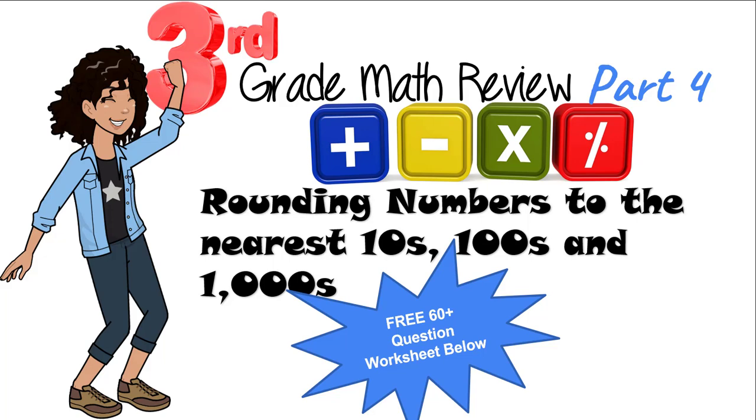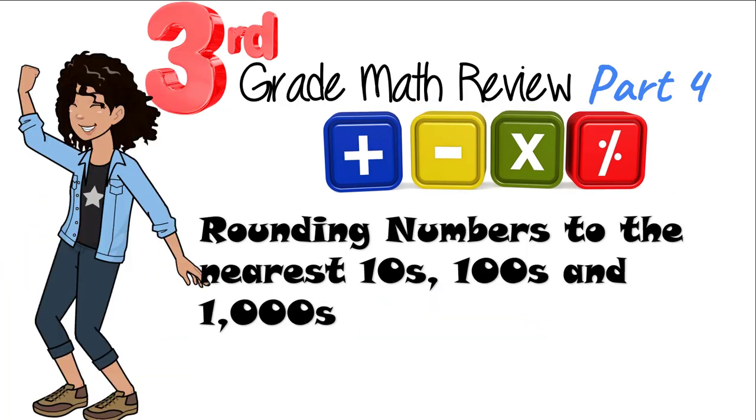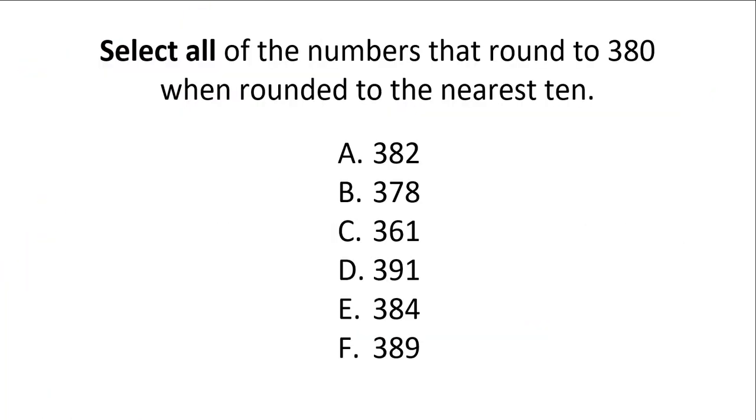All right, let's get this party started. We're going to be rounding numbers. So our job is to select all the numbers that round to 380 when rounding to the nearest 10. Very important to pay attention to what we're rounding to, the nearest 10. So let's take a look at A.